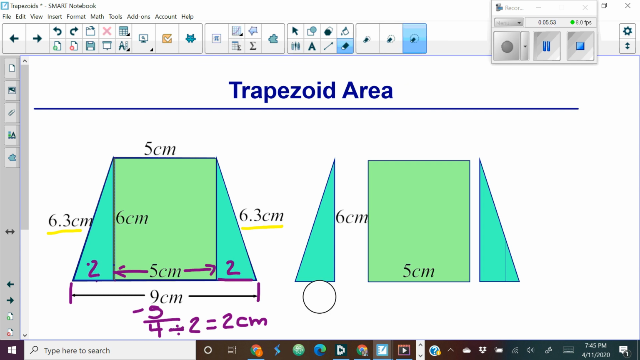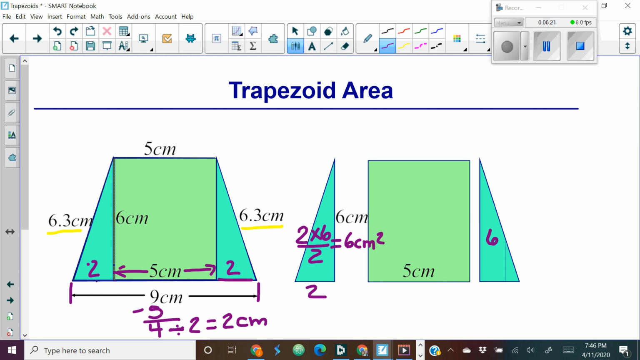So now I have enough information to figure out the area of the triangle and the area of the rectangle. So this triangle is 2 times 6. Because it's a triangle, when we find area, we have to divide by 2. So that's 12 divided by 2, which is 6 centimeters squared. That makes this triangle 6 centimeters squared. And the rectangle is 6 times 5, or 30 centimeters squared.